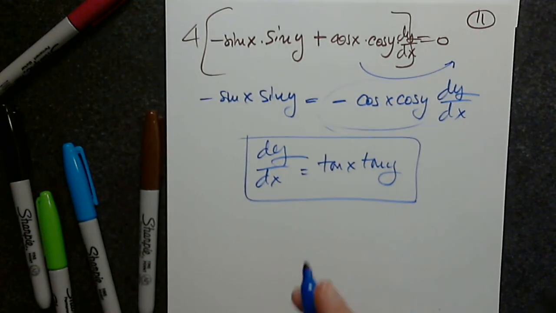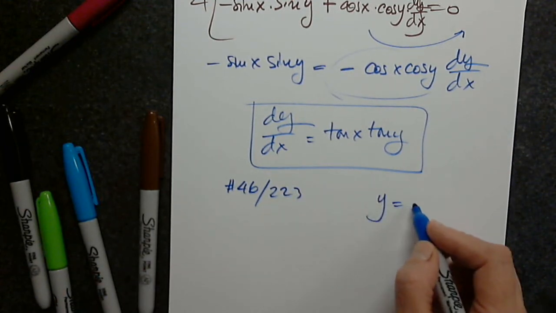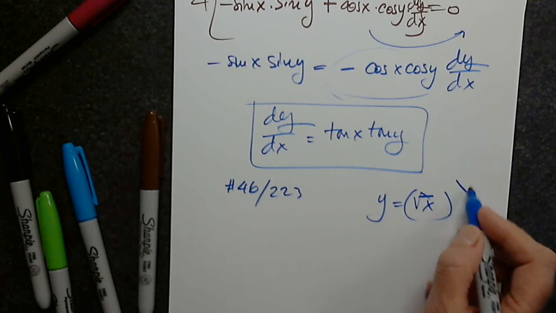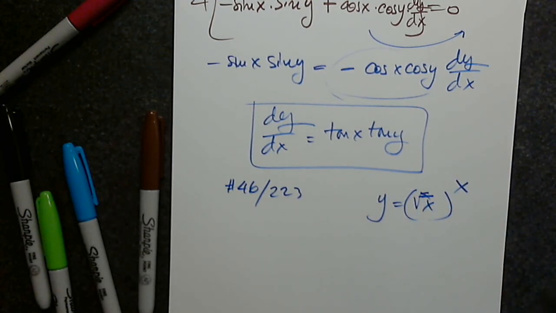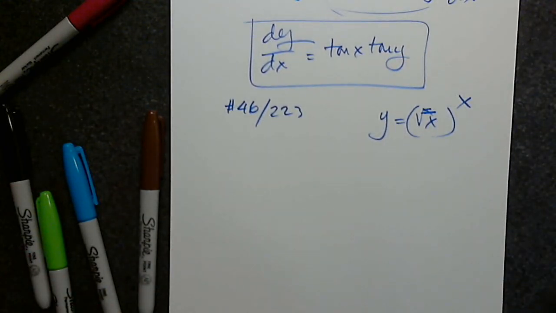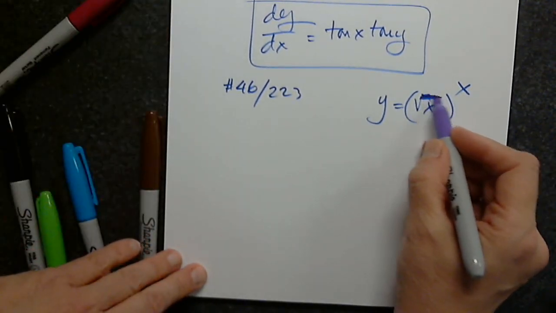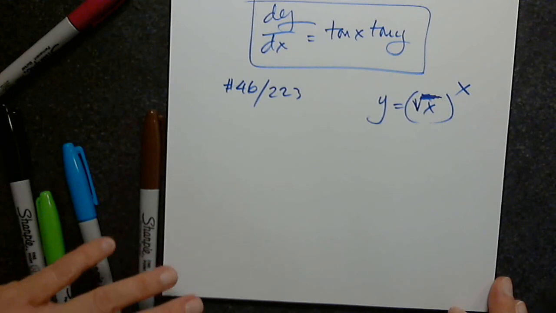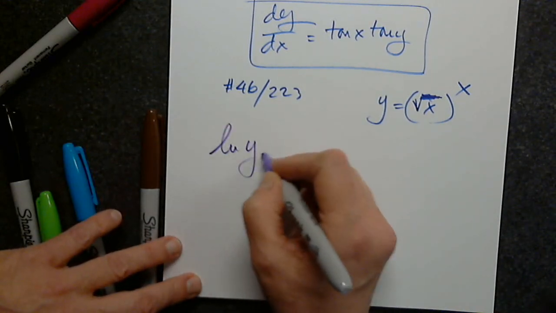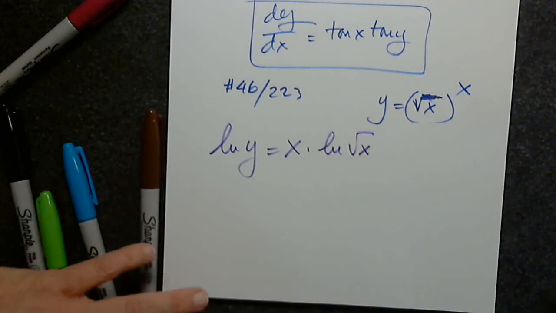Forty-six. I see. So 46 on page 223. y equals the square root of x, everything raised to the x. So again, we cannot simply differentiate this. We have to apply natural log to both sides and then differentiate. So natural log y equals x times natural log the square root of x. Is this okay?